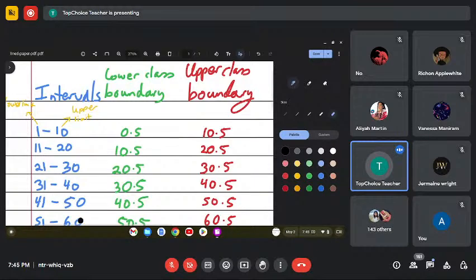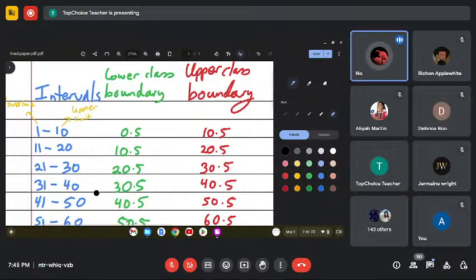How do I get my upper class boundary? It is 0.5 above the upper limit. Very good. So for the lower limit you take away 0.5, and for the upper limit you add 0.5. To get your lower class boundary, you take away 0.5 from your lower limit, and to get your upper class boundary, you add 0.5 to your upper limit. So 10 add 0.5 is 10.5, 20 add 0.5 is 20.5, so on and so forth. So I just wanted to point this out for you.